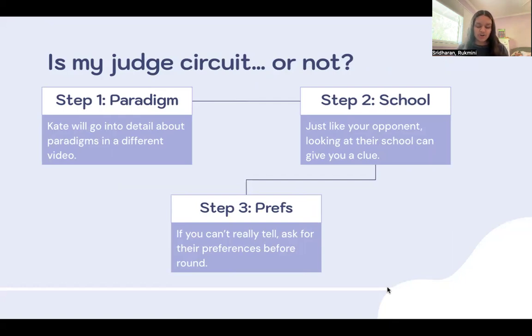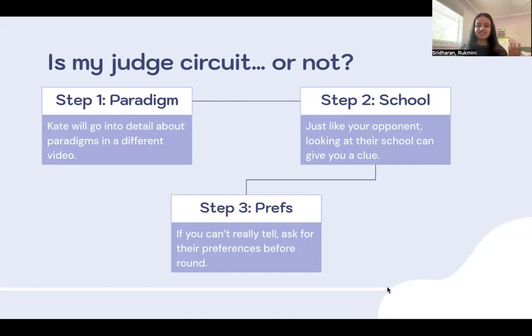And long story short, if you have a blank paradigm or a very short one, probably a parent. If you have a longer one, especially one that includes jargon talking about like theory, Ks or tricks, something like that, then it's probably a circuit judge. That is the biggest way you're going to be able to tell whether or not you have a circuit judge. Another thing you can look at is the school that they're judging for. So just like your opponent, looking at their school and whether or not it's a traditionally circuit or traditionally lay school will give you a clue as to whether or not your judge is circuit.